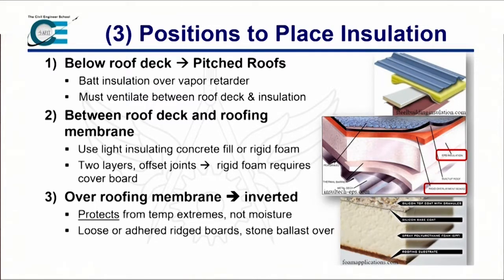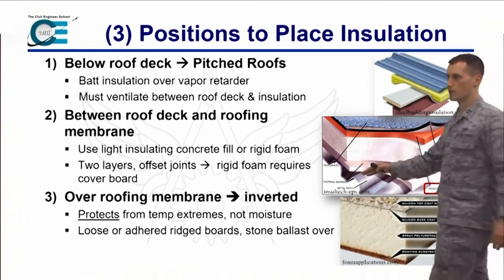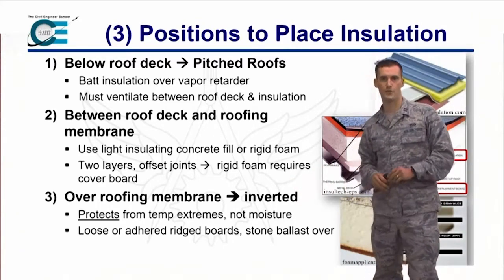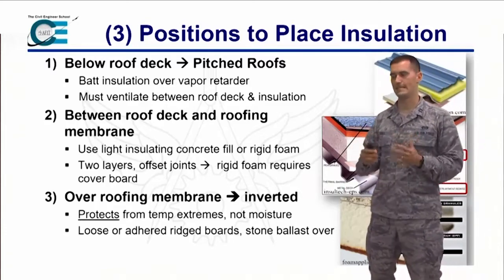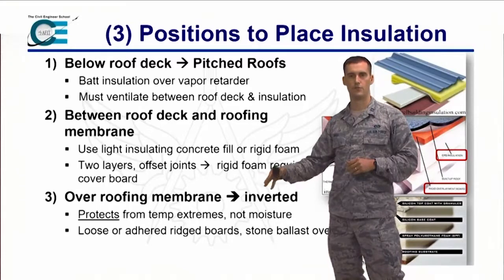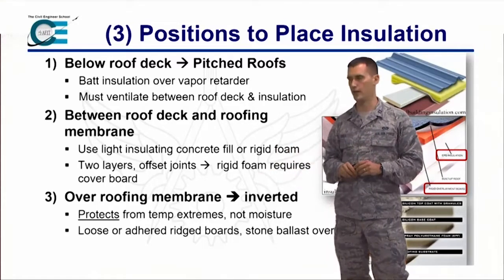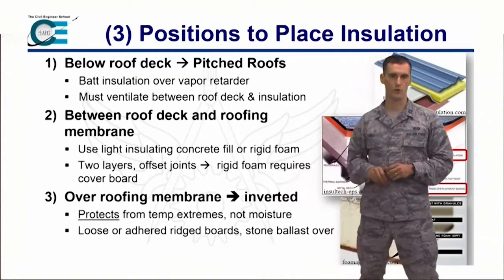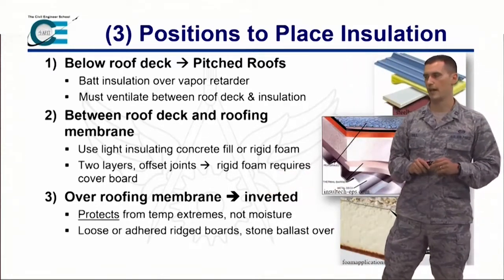And the last one is less common, but we can actually install that over the roofing membrane. So if we have a roof where we're going to have traffic, in a terrace or something like that, you want to protect that membrane from the occupants walking all over it. And so the insulation over the top of it, this inverted roof, allows us to accomplish that.